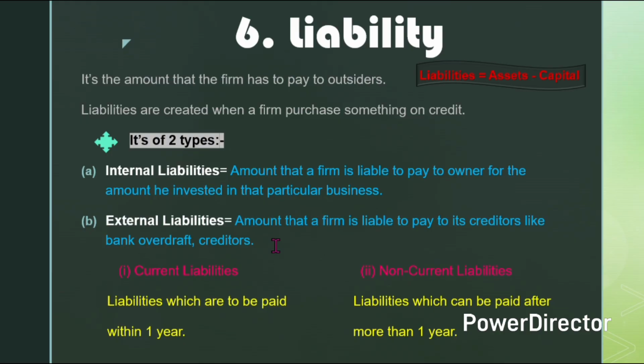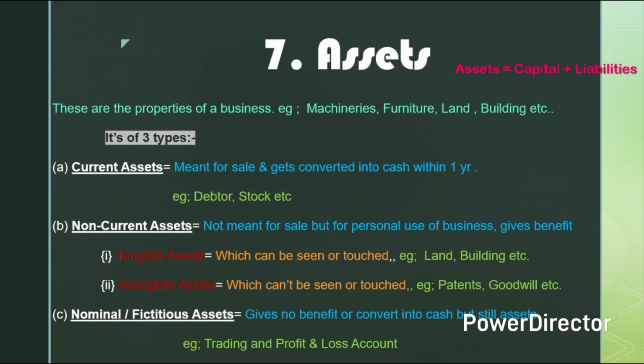External liability is further classified into two parts: current liability and non-current liability. Current liability is what the firm is liable to pay within 1 year or within one accounting period. Second is non-current liability. These are the liabilities which a firm can pay after more than 1 year, or within a long time period.